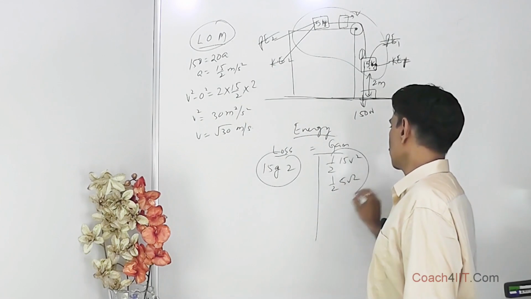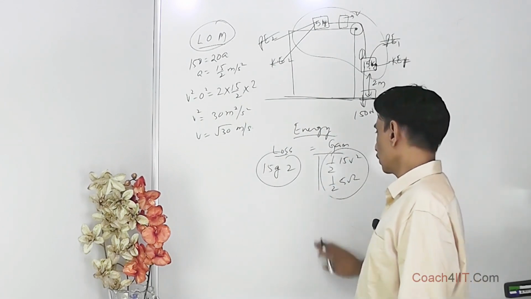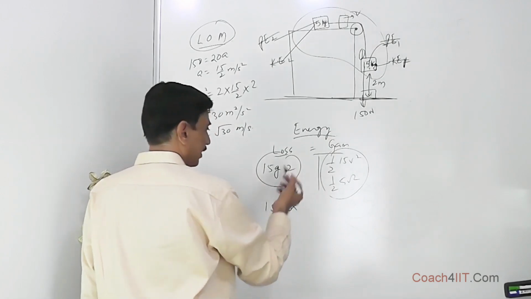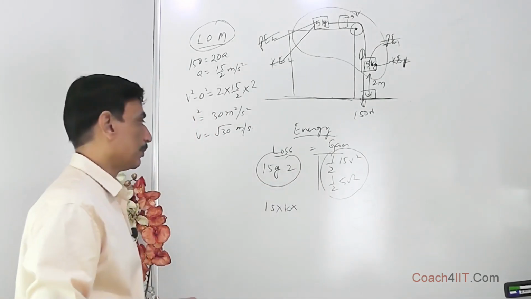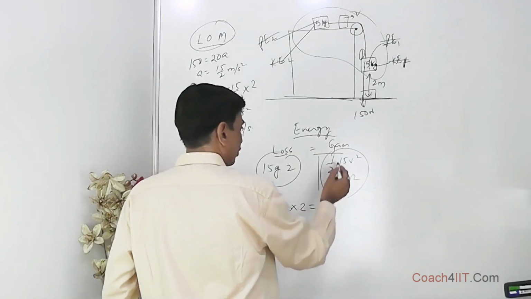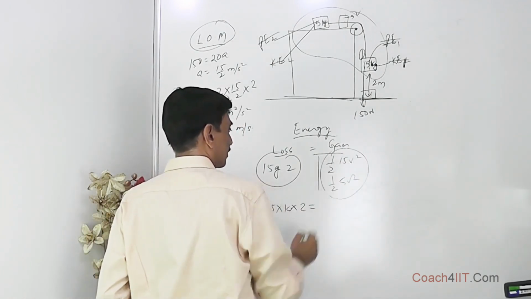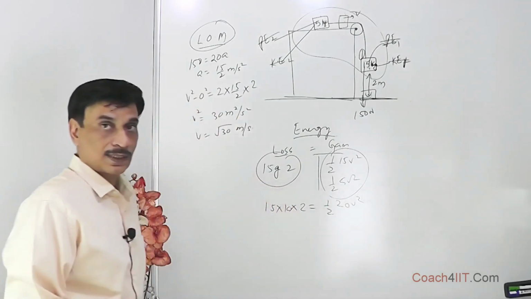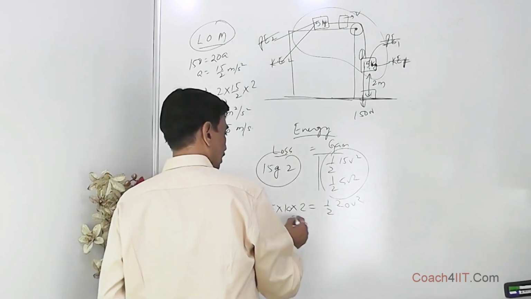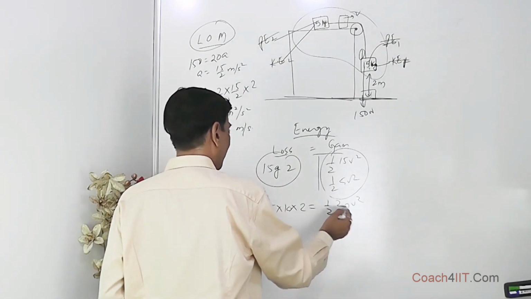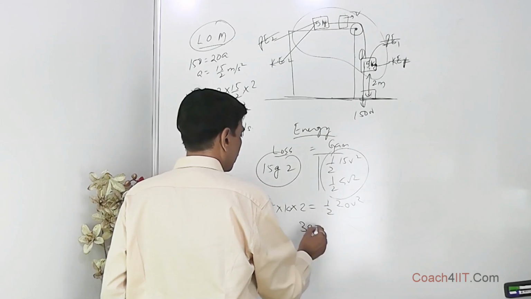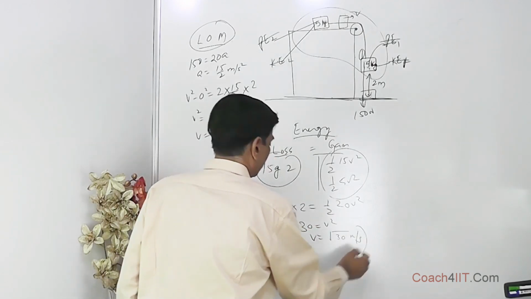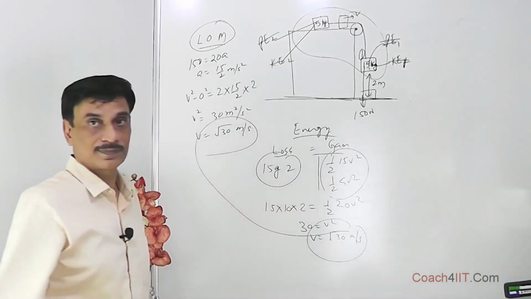This is a loss, this is a gain. Losses should be equal to gains. So 15 into g, we are taking g as 10 meter per second square for convenience, into 2 is equal to half 15 v square plus half 5 v square. It is going to be half 20 v square. So this is going to be 10, so this comes out to be 30 is equal to v square, and v comes out to be root 30 meter per second. We get the same answer.